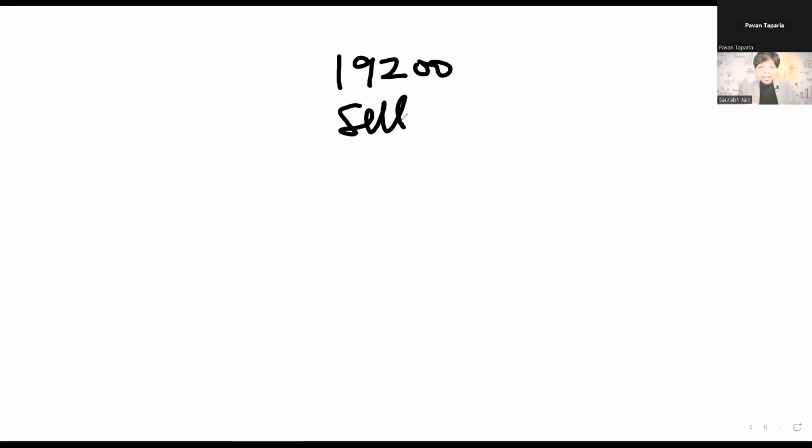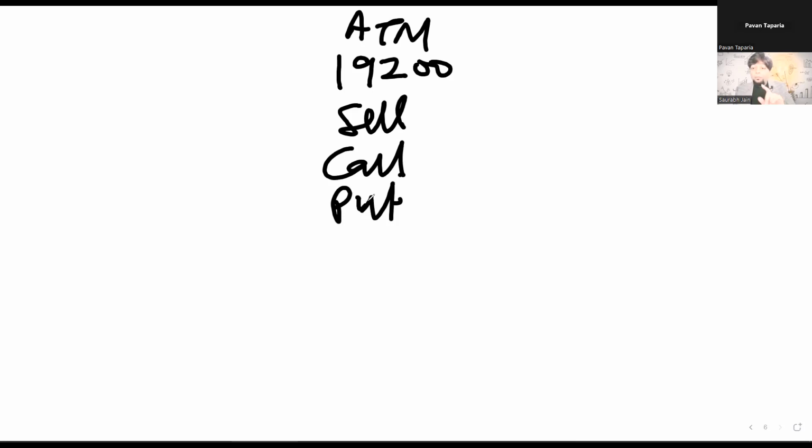So right now, the at the money strike would be 19,200, sell call and put both. Okay, that's what you can do. But when will you do this? So you will do this on Tuesday.